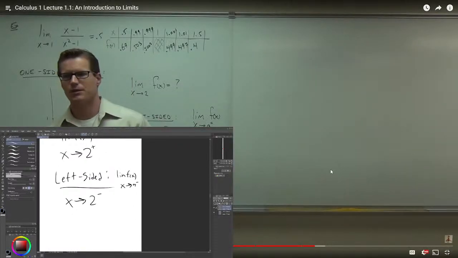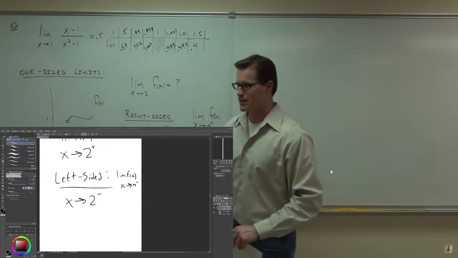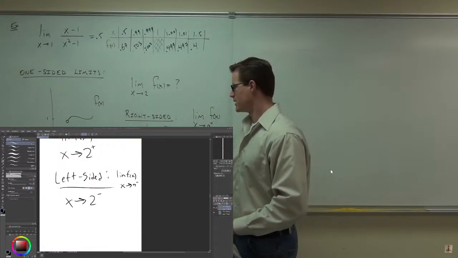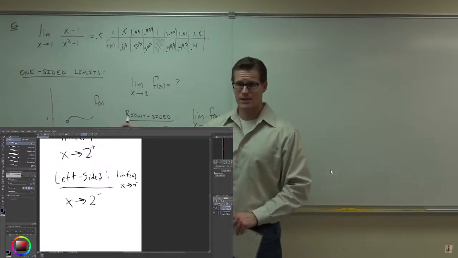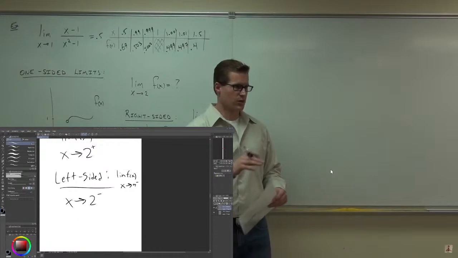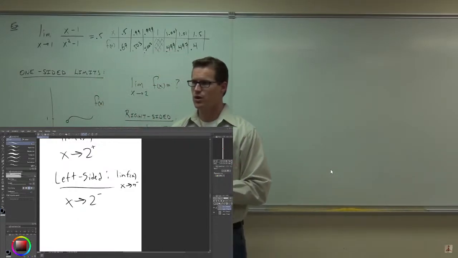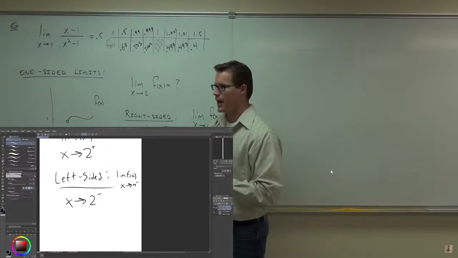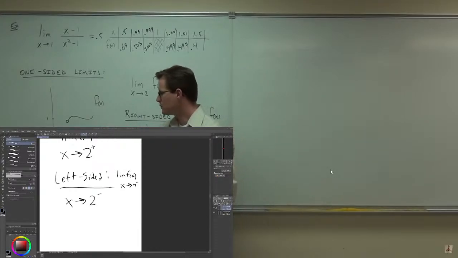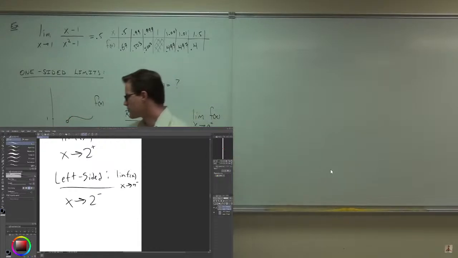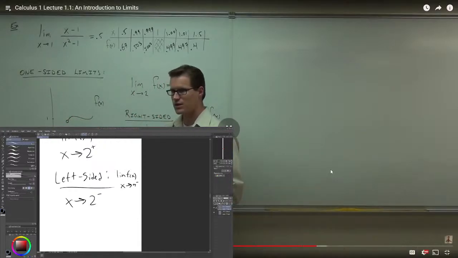So let me ask you a question. Can you find the limits, both right-sided and left-sided, of this function? Let's try that together. Here's what the question asks. What is the value of the function as x approaches 2 from the right for right-sided and from the left side, okay? What's the value?